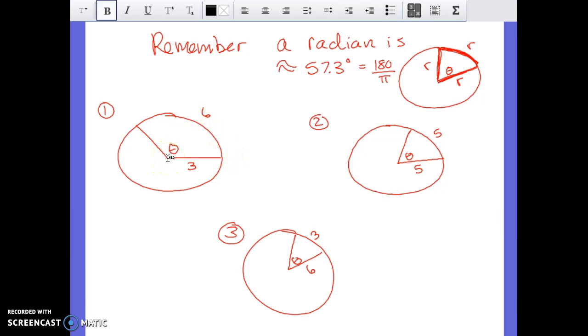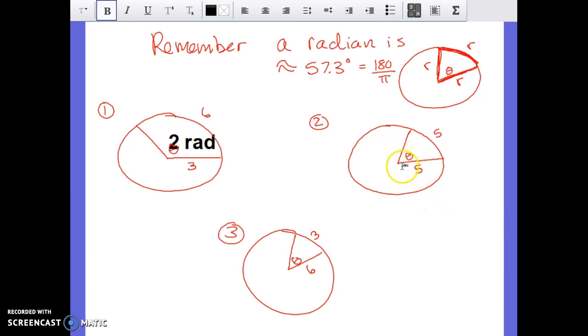Well, if the radius in this first one is 3, and I were to wrap 3 and then close it, that would be 1 radian. But because I'm taking 3 and putting it on there twice, the angle has to be 2 radians. Okay, so we're saying how many times is the radius taken around the circle to form that angle? 2 times.